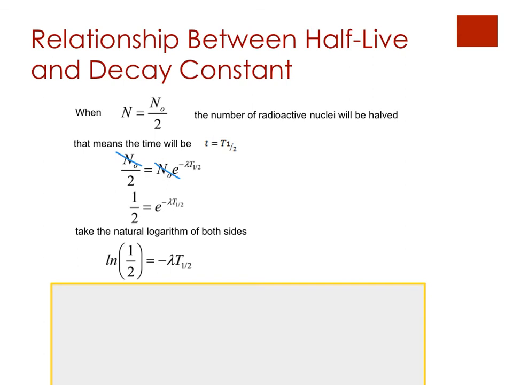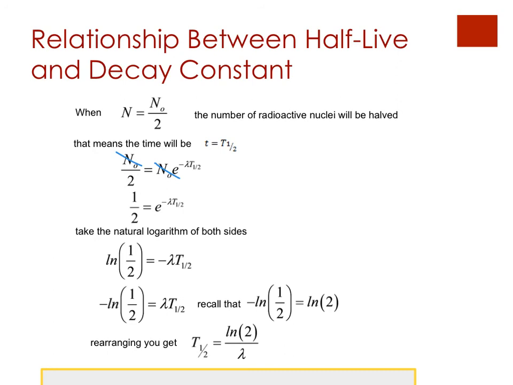ln 1/2 equals negative the decay constant times the half-life. But we can make this a little easier to read. If I move that negative sign to the other side, I get negative ln 1/2, which will be just the same as ln 2. And isolating for the half-life, we get the half-life is ln 2 over the decay constant.